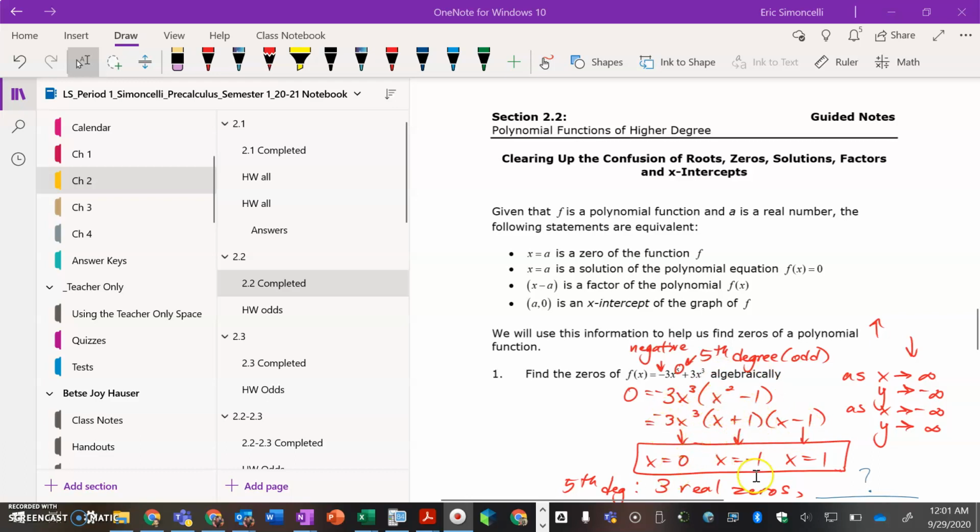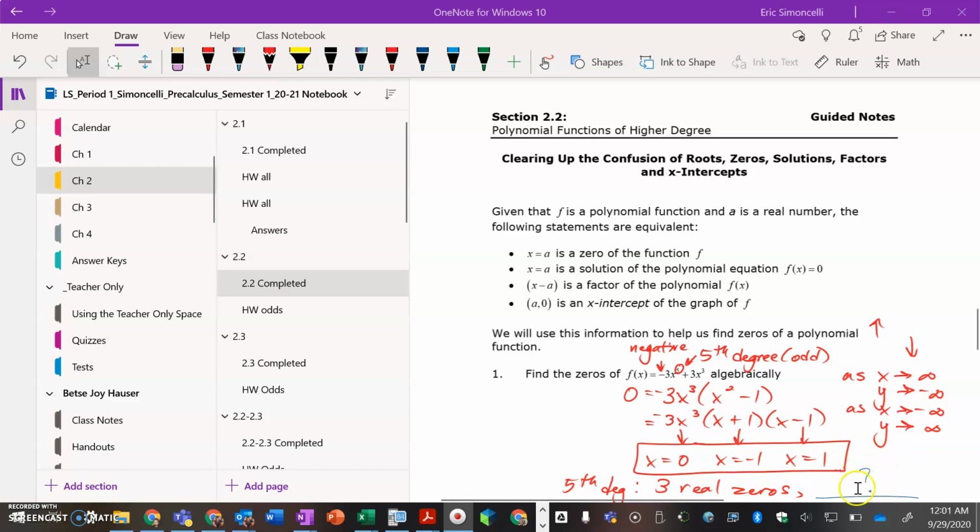Setting this equal to 0, you get negative 1. And lastly, x minus 1, you get 1, setting that equal to 0. So I've denoted that there are 3 real zeros, quite literally. You have this x-intercept, if you were writing it as (0, 0), this (-1, 0), and this (1, 0).